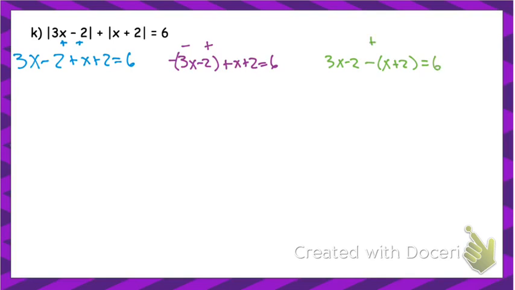So that was positive, negative. Then the last option is if both of them are negative. And I'm out of space, so I'm going to put that down here at the bottom. So we'll do negative 3x minus 2 minus x minus 2.